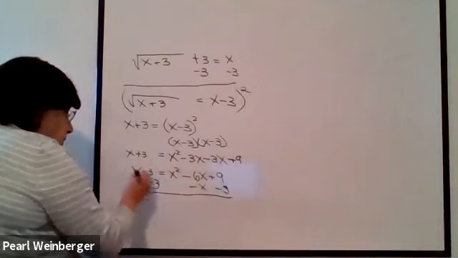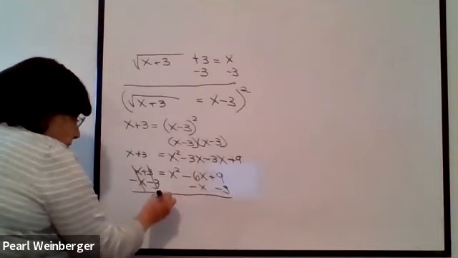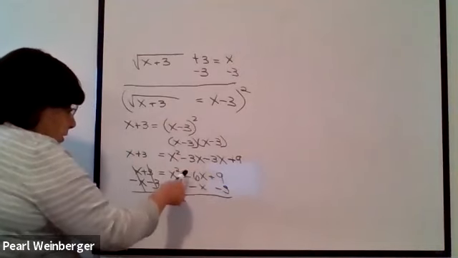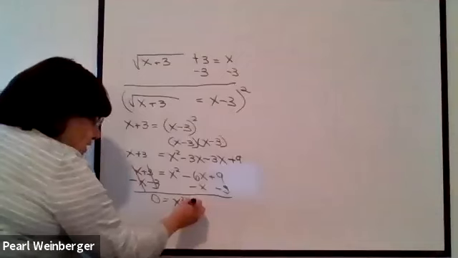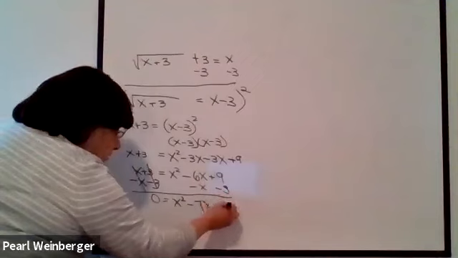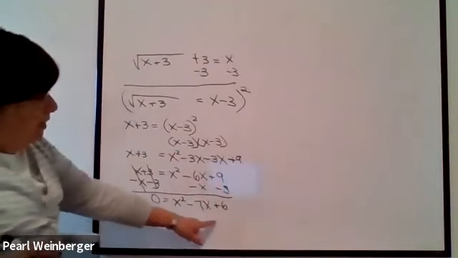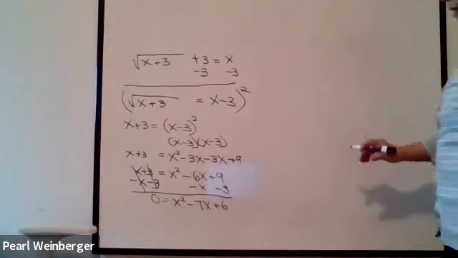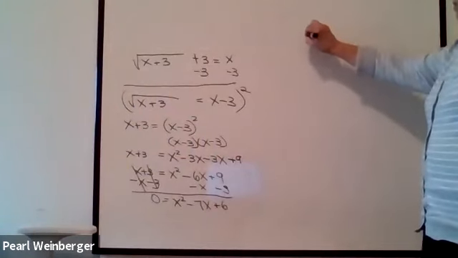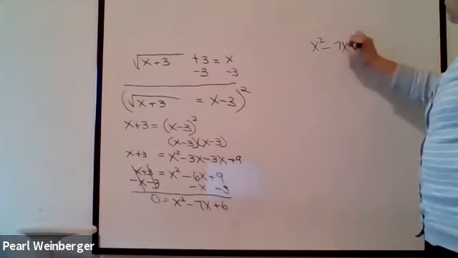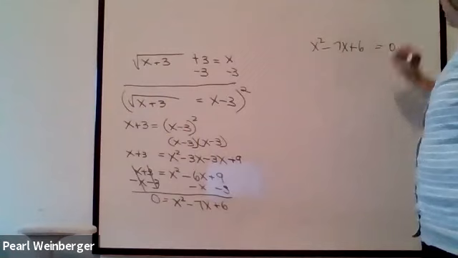So that I end up with 0 now on the left side. And on the right side, I have x squared. Negative 6x and negative x is negative 7x. And 9 minus 3 is plus 6. And I have to solve this quadratic equation. So I'm going to go over here because this takes a little bit more work than we have room for down there. So let me just rewrite it over here. x squared minus 7x plus 6 equaling 0.